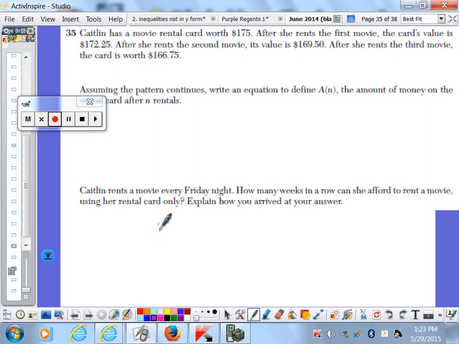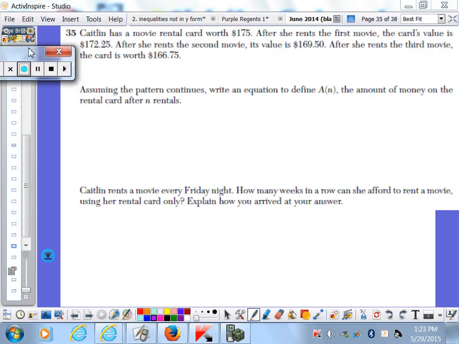Caitlin has a movie rental card worth $175. After she rents the first movie, the card's value is $172.25. After she rents the second movie, its value is $169.50. And after she rents the third movie, the card is worth $166.75. Assuming the pattern continues, so there should be a pattern we need to come up with, write an equation to define A of n, which is the amount of money on the rental card after n rentals.